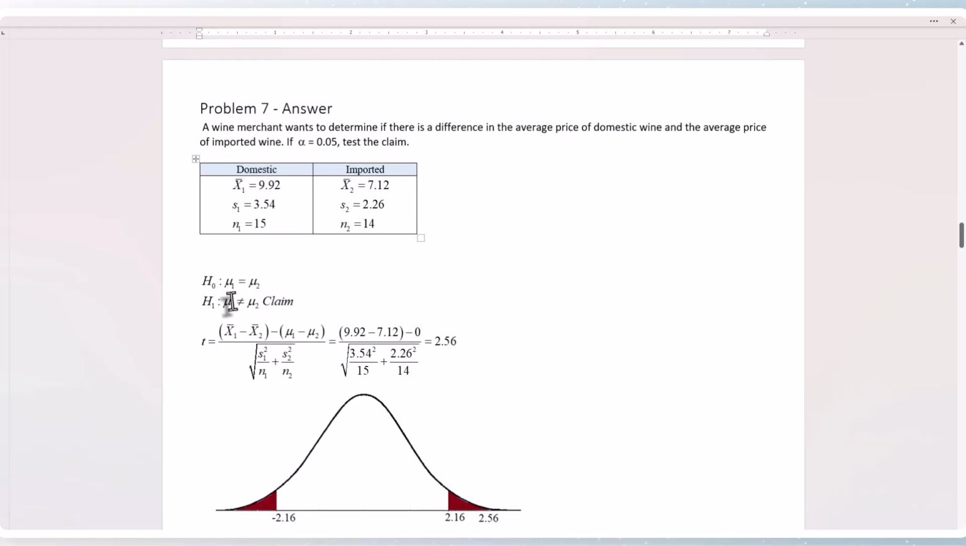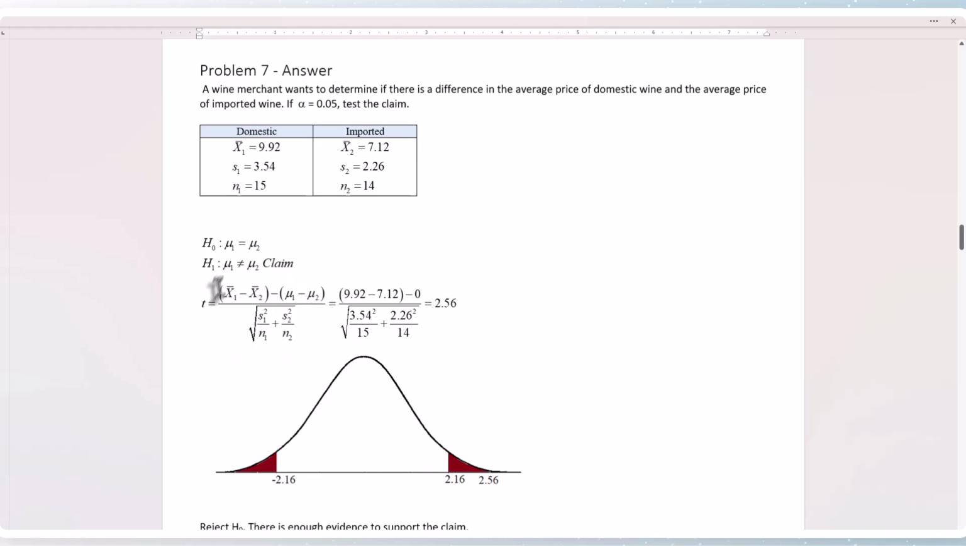When it says difference, that means that the two means are not equal. That's our claim, that's H sub 1. H naught is that the means are equal. We use our formula to calculate the test point. Difference in the sample means 9.92 minus 7.12, minus the difference in the population means. Once again, since H naught is mu1 equal to mu2, that's 0. Divided by the square root of 3.54 squared over 15 plus 2.26 squared over 14. This calculates to 2.56.